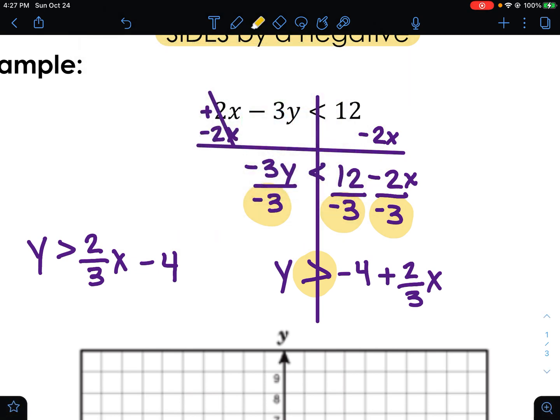So based on this, we can determine that right here, our line is going to be dashed. And it's opening up towards the y, which means we're going to shade above.